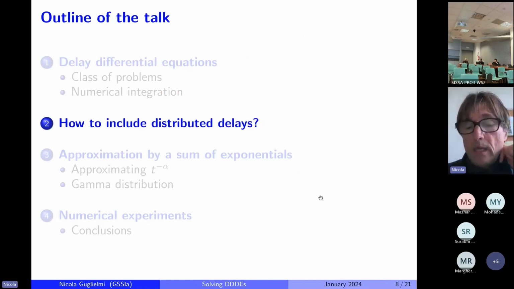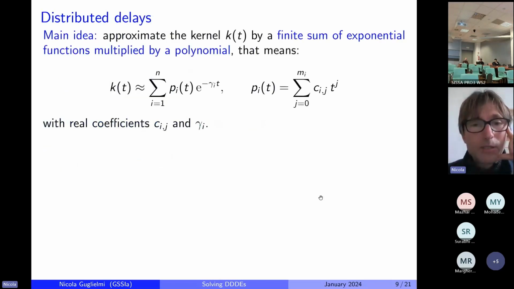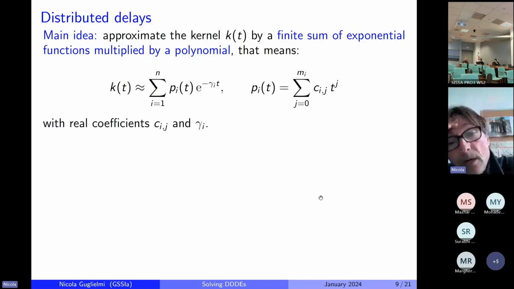So here I enter the main part of my discussion. This is the main point. Assume that we are able, and this will be the next step, to approximate in some sense the kernel. The kernel at this moment is this gamma distribution, so it's t to the minus alpha, by a quasi-polynomial. What is a quasi-polynomial?